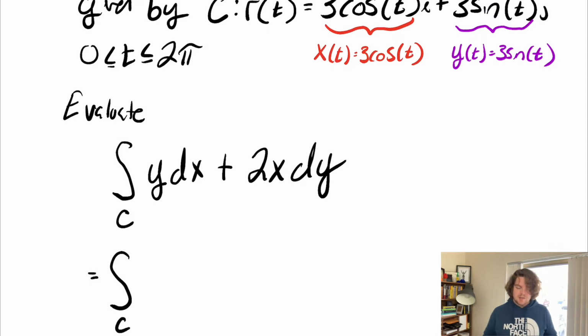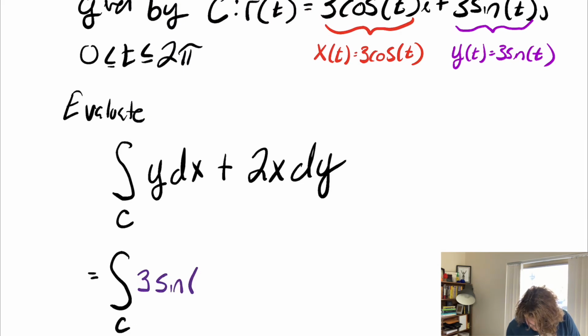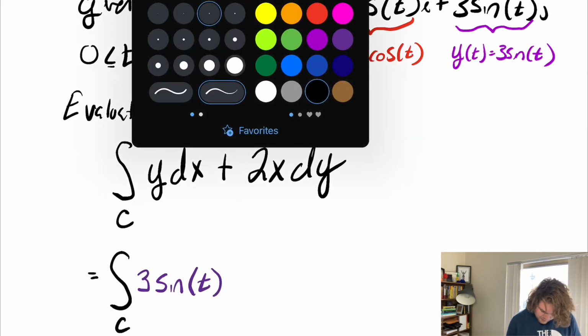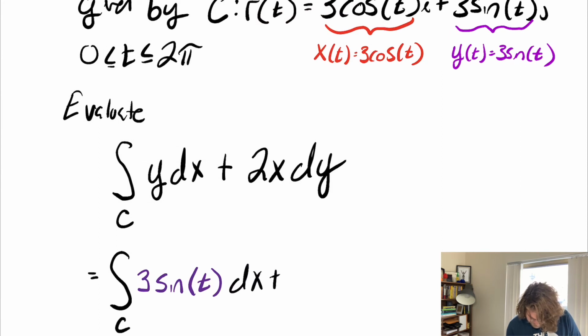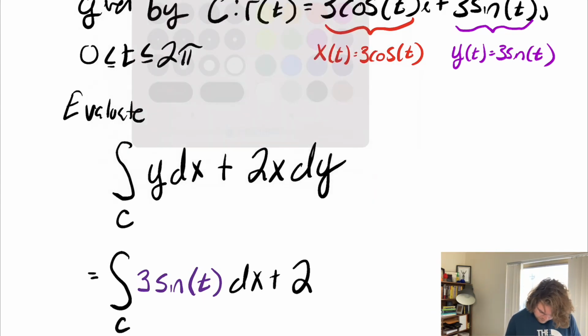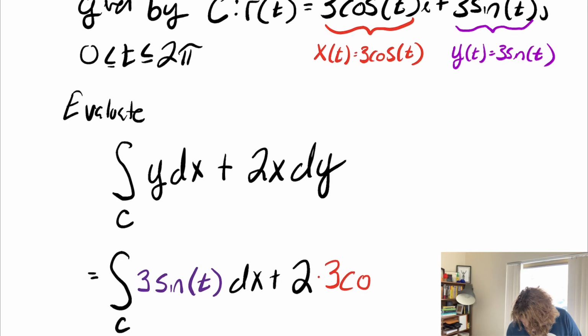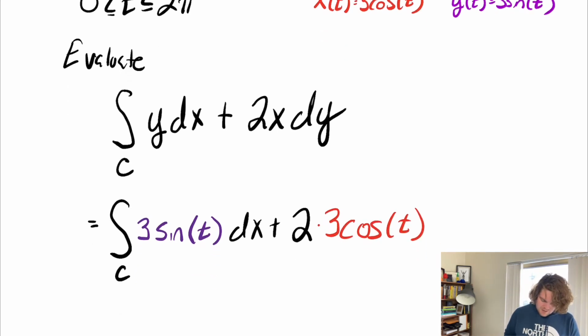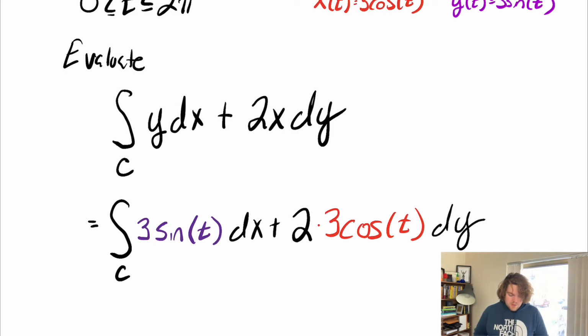My y values, I said, were 3 sine of t, so I have my 3 sine of t dx plus 2 times my x-coordinate, but my x-coordinates were 3 cosine of t, and that's being integrated with respect to y. So this is where we have to think a little bit harder. We have this kind of strange integral form here, where we're trying to integrate 3 sine of t with respect to x and a 6 cosine of t with respect to y.